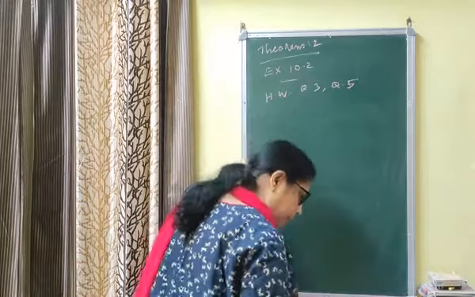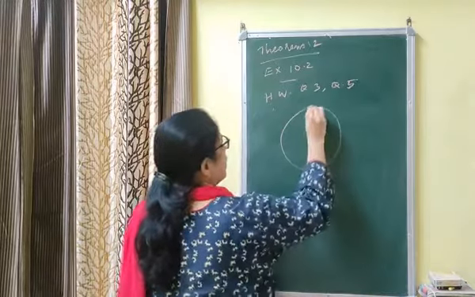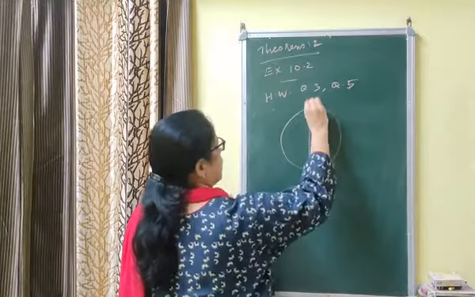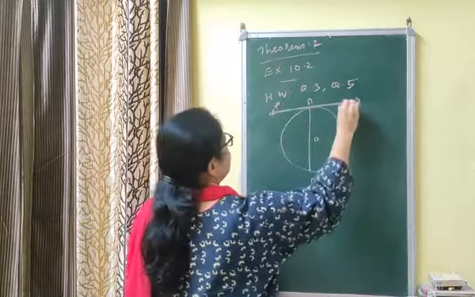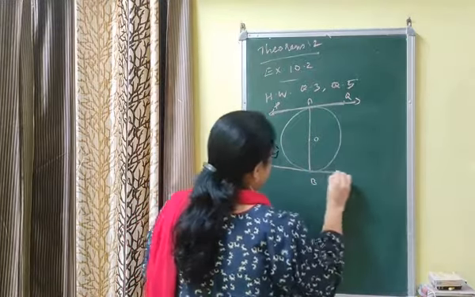Prove that the tangents drawn at the ends of a diameter of a circle are parallel. That means you have to prove that. First of all, let me draw the circle. This is the circle. I am taking the diameter as AOB. Diameter should pass through the center. I am drawing two tangents. Let them be PQ and RS.